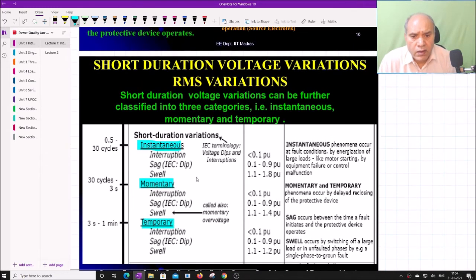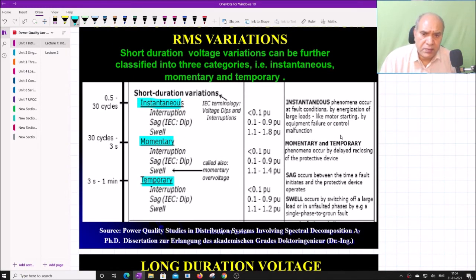The definition for magnitude almost remains same, as you can see here. This is 0.1, and then we have 0.9, this is 1.8, this is 1.4, this is 1.2. So the upper limit is changing and other values remain same. That is in case of the voltage swell. It becomes 1.8 for a momentary instantaneous, 1.4 for momentary, and 1.2 for temporary.